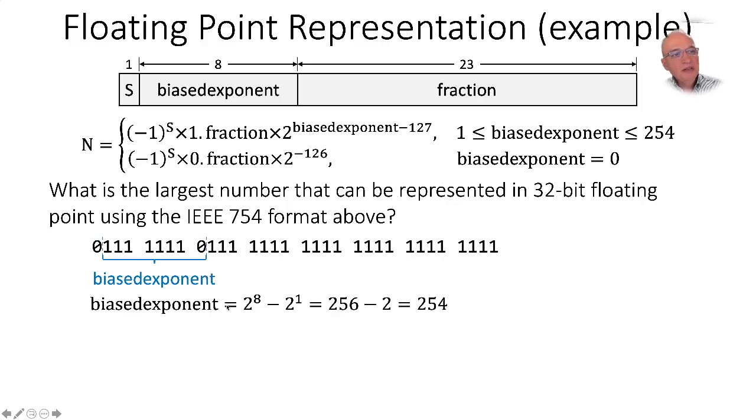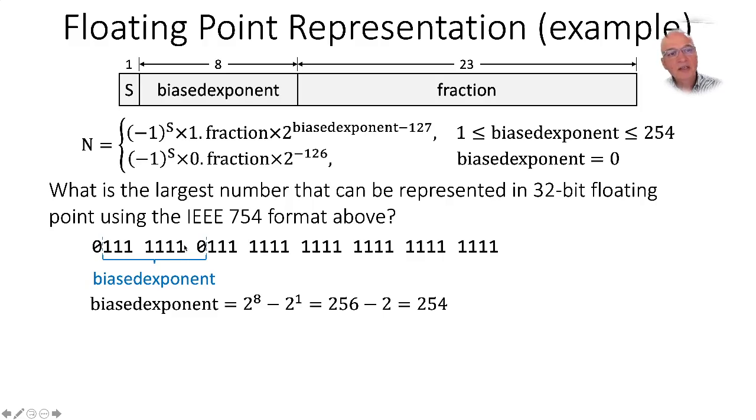So for this number, the bias exponent will be 2 to the 8 minus 2 to the 1. I'm using a similar trick to what I did before, which is to take the number that has only a 1 to the left of this one. This will be 2 to the 8 minus a number that has a 1 in this position.